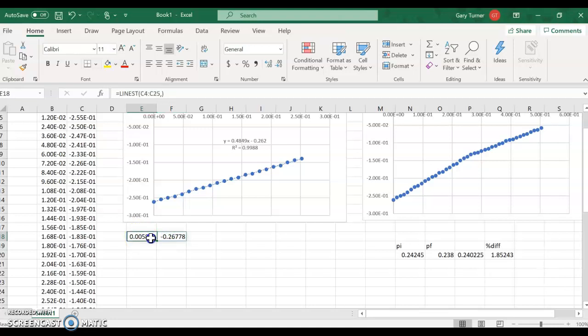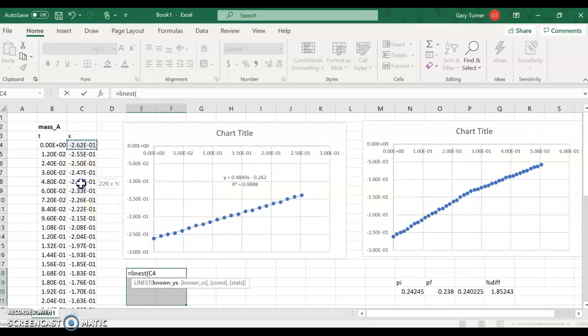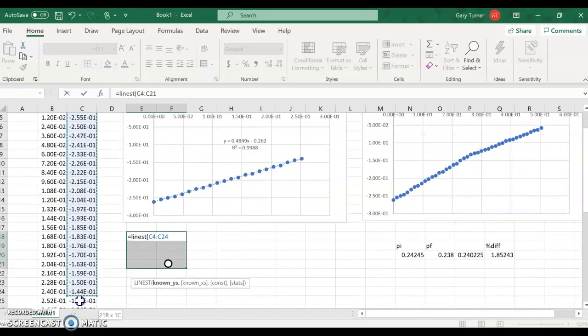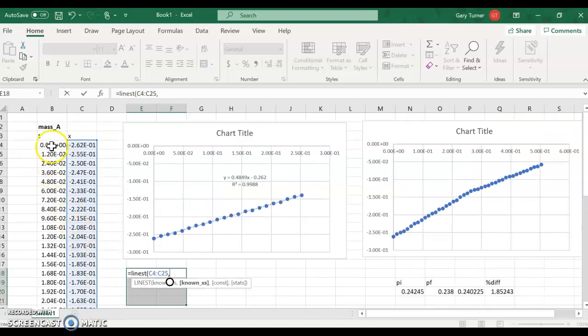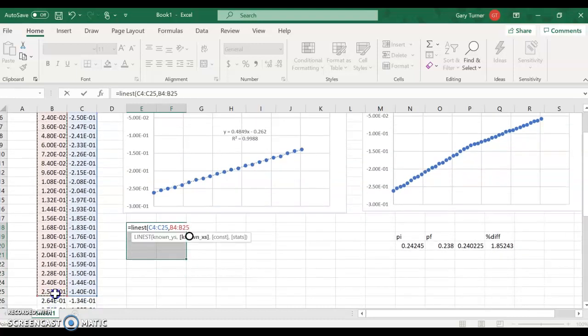No, shoot, what happened? Not sure. Let me try that again. Equals LINEST open parenthesis, and it wants my y values. Set that, and then I'm going to hit comma, and it wants the x values, so we'll do the same thing, comma. Now these two numbers, your constant and stats, just put ones, so 1, 1, close parenthesis, and Control-Shift-Enter.